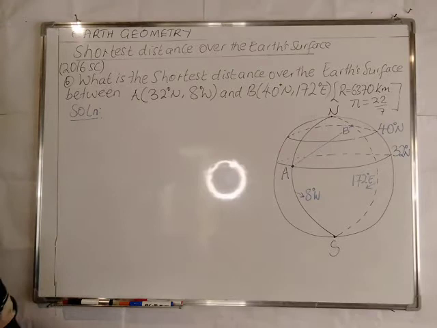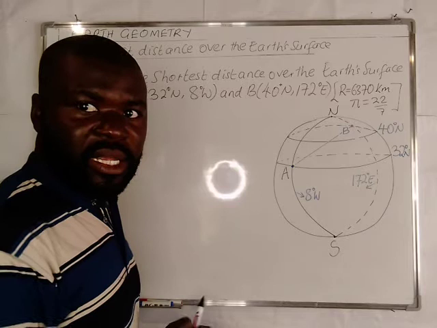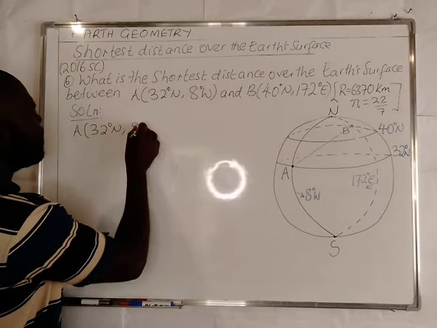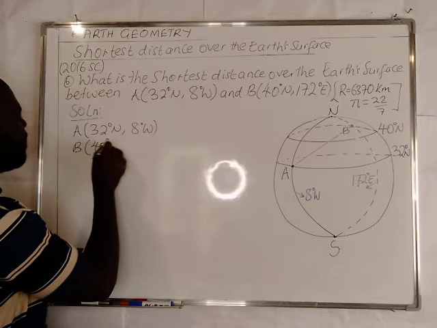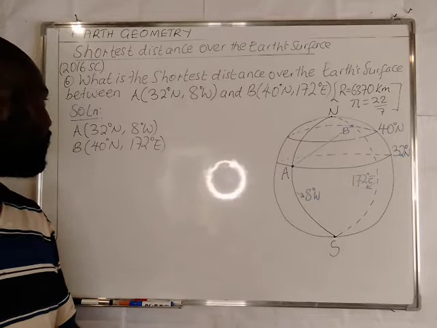We are looking at the shortest distance between any two places. For example, we are given the two places A and B. Now, looking at the location of the two places A and B, you can see by looking at the coordinates, you have A 32 north, 8 degrees west, and B we have 40 degrees north, 172 degrees east.